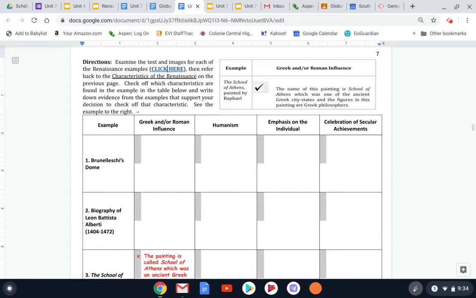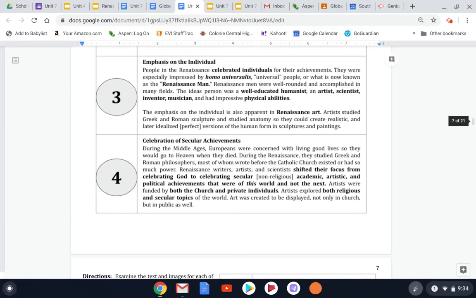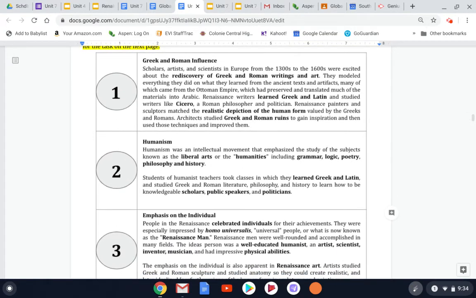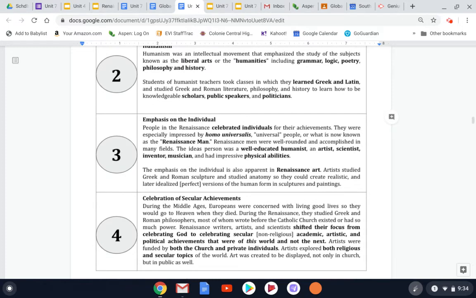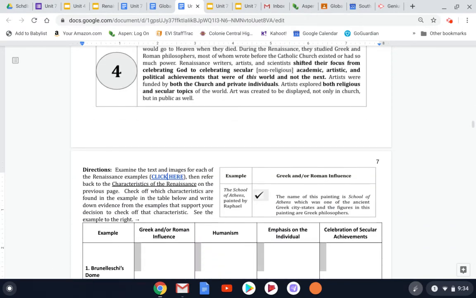Okay, so this is the second part of our task today. We're going to examine the text and images for each of these Renaissance examples, and I'll click here on this link to show you our documents, basically, those examples that we're going to look at. After you study these examples, I want you to refer back to the characteristics of the Renaissance on this page. These are basically the 4 characteristics that we're going to have to match up to each example that we look at.